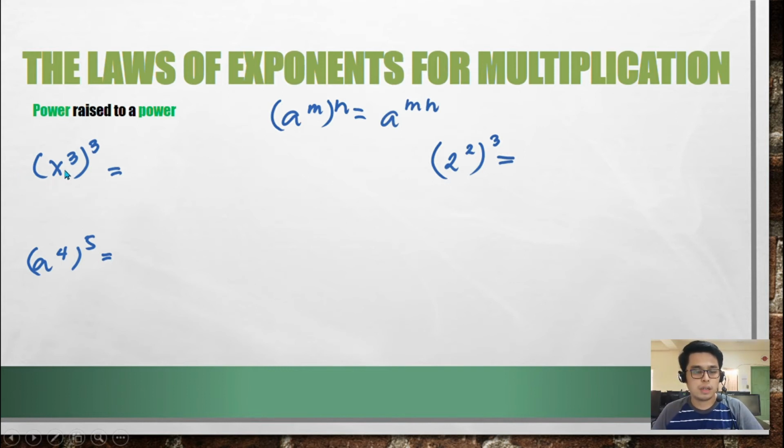So, given is x raised to 3, quantity raised to 3. So, sabi ko nga, imumultiply lang natin. Ipapasok natin itong 3 papunta dito sa loob ng parenthesis at imumultiply yung operation. So, x, 3 times 3. So, that is x to the 9th power. Okay?